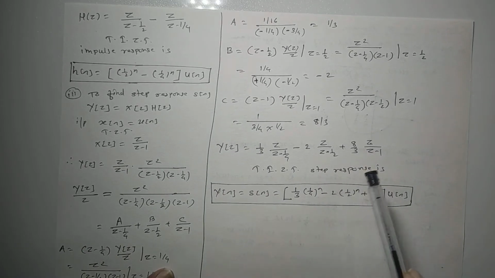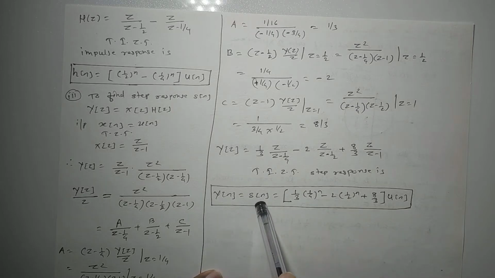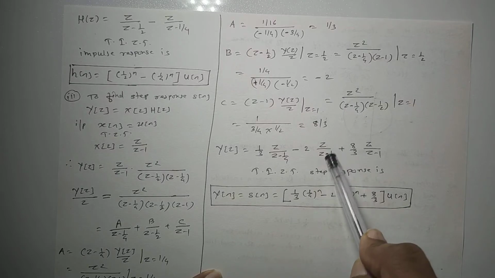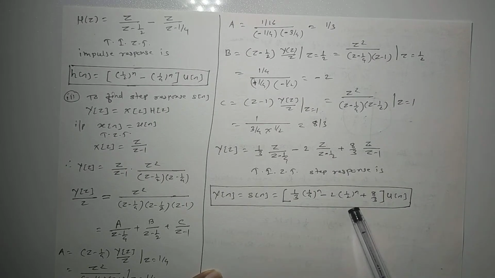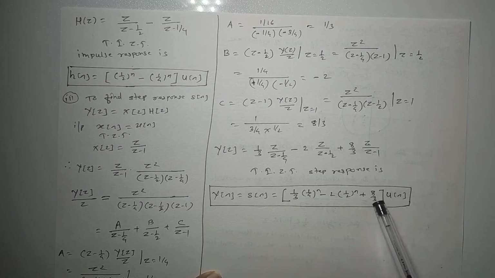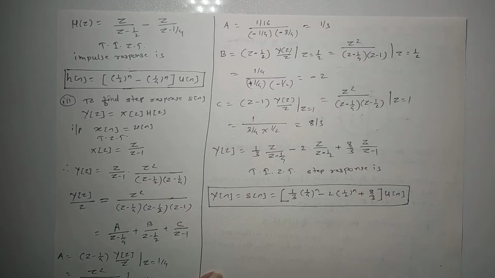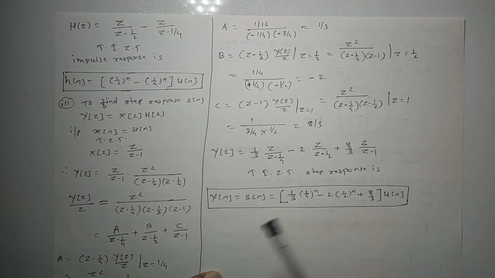And then taking its inverse z transform, we are getting the step response, which is also represented by s of n. So 1 by 3, 1 by 4 raised to n, then -2, half raised to n, 8 by 3, 1 raised to n. 1 raised to n is nothing but 1, so there is no need to represent 1 raised to n here. So this is the step response of the given system.